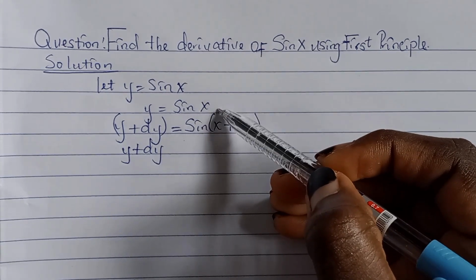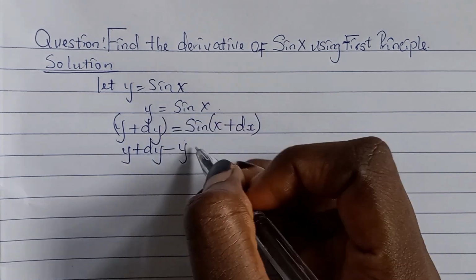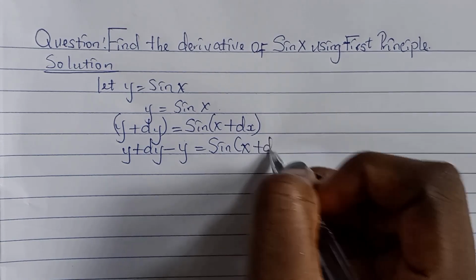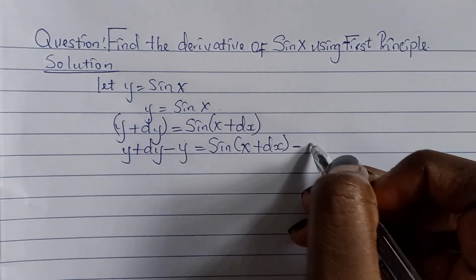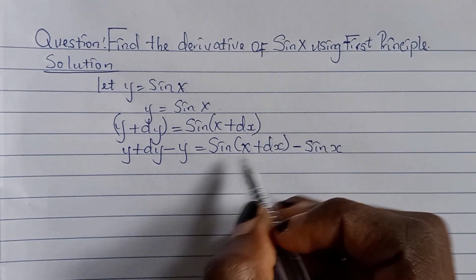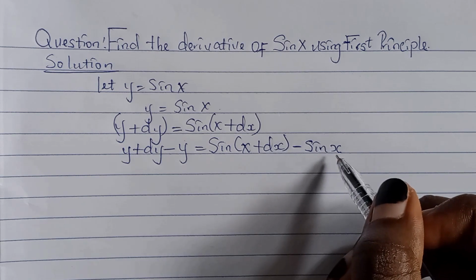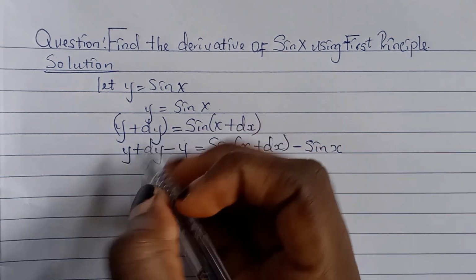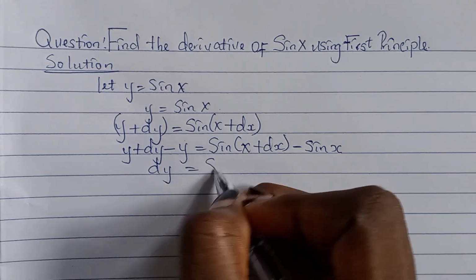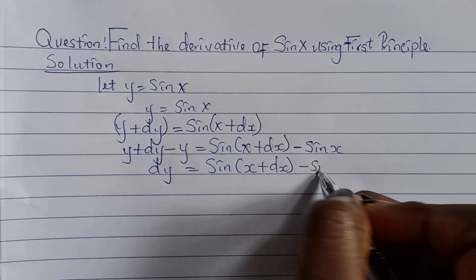So next we are going to subtract this equation from this one, the one that we added the y and the x to. So from here we have minus y, and this will be sine of x plus dx minus sine x. We can simplify this and it will remain dy, but here we cannot simplify this one. Y minus y will give us 0, which leaves dy, and this, let's bring it back, sine of x plus dx minus sine x.